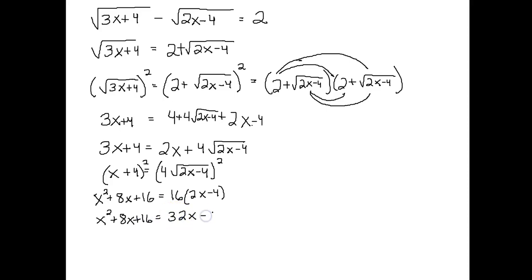Distribute the 16. It's 4 times the square root. So when I square it, 4 gets squared, the square root gets squared, but the results are still being multiplied together. So I have to distribute my 16. All right, subtract 32x from both sides. Subtract 16 from both sides. Let's see, I've got a quadratic equation. Is it factorable?